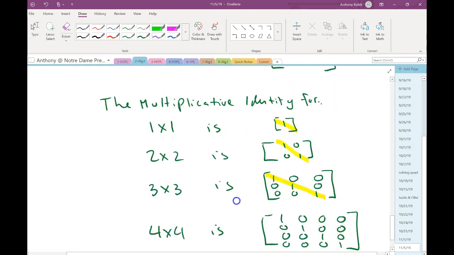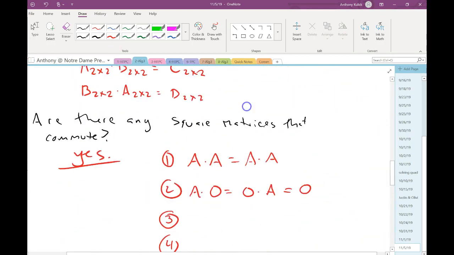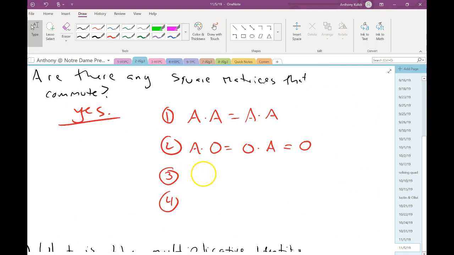So if we go back then to our list here, I can add in that as a place that commutes.